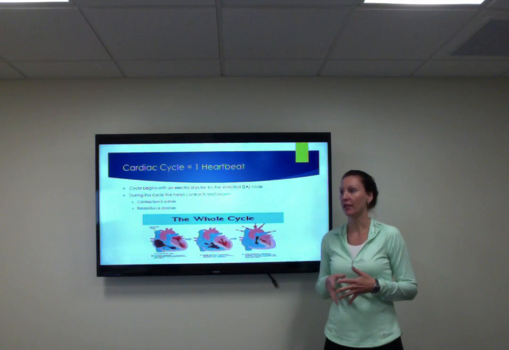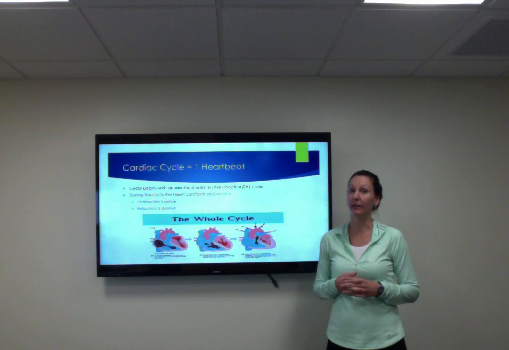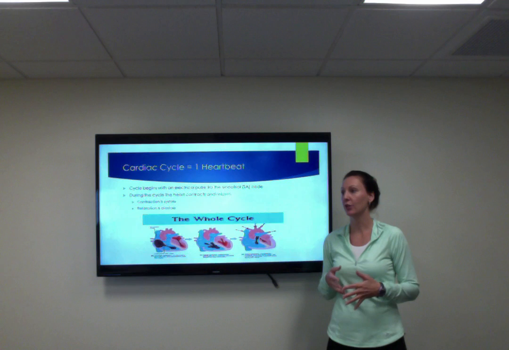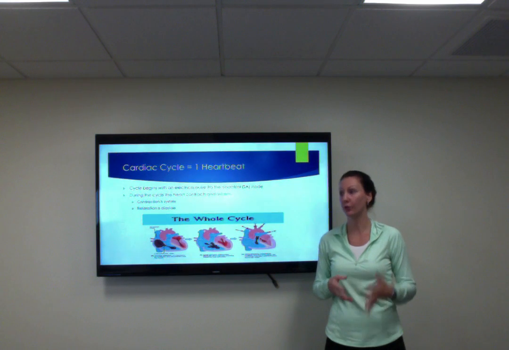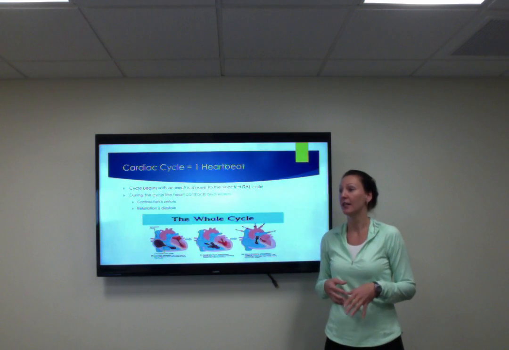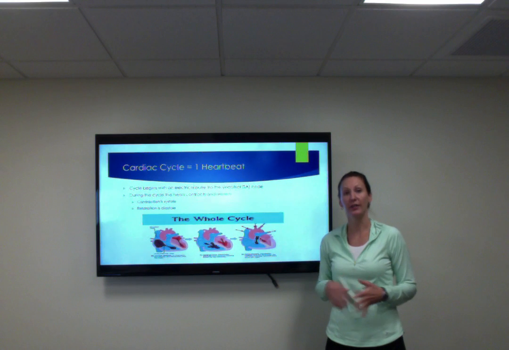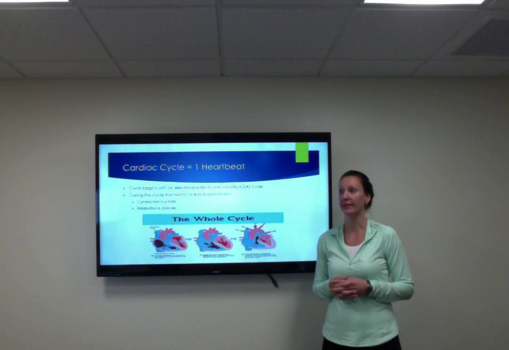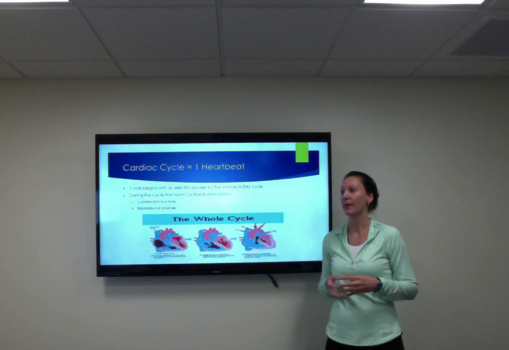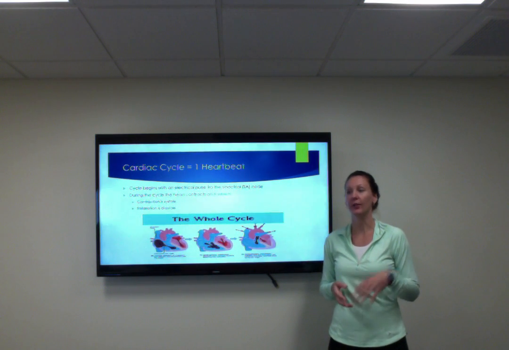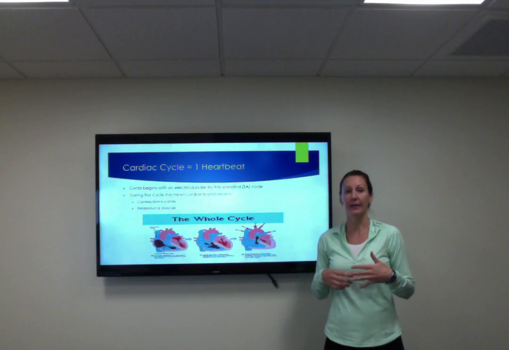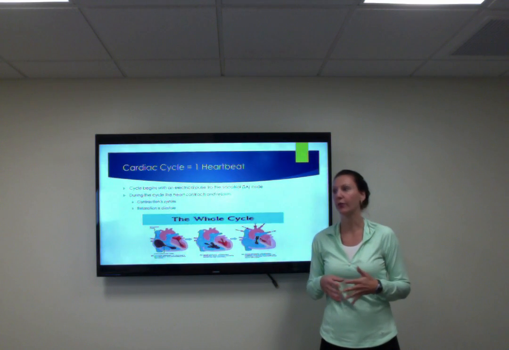The contraction is called systole, and the relaxation is called diastole. It's during your systole period that your ventricles contract and force blood into the vessels which go into the lungs and through the body. The ventricles then relax during diastole and are filled with blood coming from the upper chambers, the left and right atria, into the ventricles. After that's complete, the whole cycle starts over again.